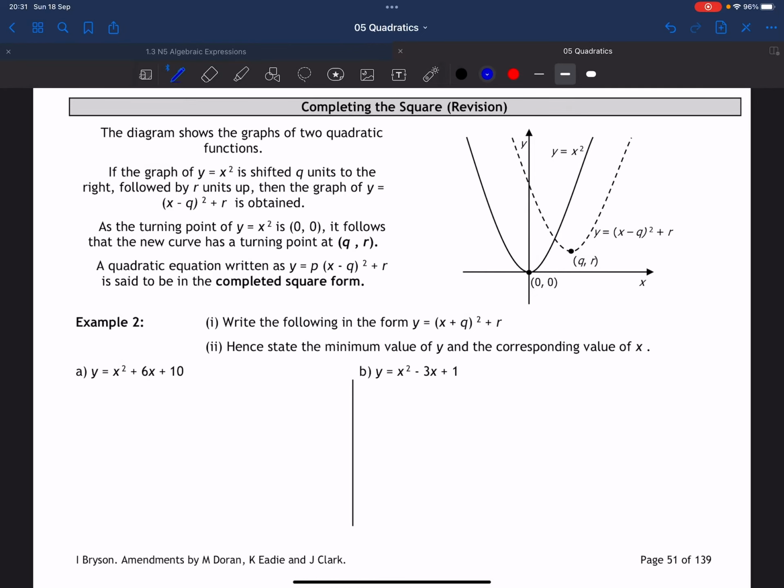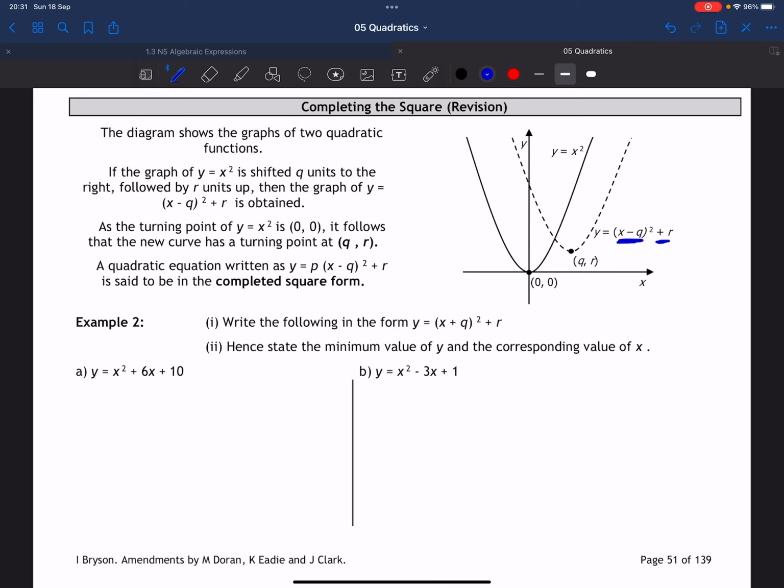Okay, in this video we're going to take a wee look at completing the square revision from National 5. Looking at example 2, remember completing the square is when we want to write a quadratic in the form where we have the bracket all squared and it's plus or minus a number at the side. And it's a very simple process.